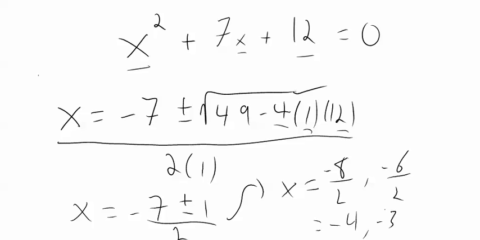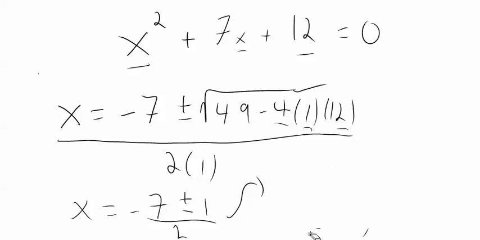Now I want to show you that these are my two solutions here. That's what x is equal to. I get x equal to negative 4 and negative 3. Let me show you this without using the quadratic formula, just using factoring. You get the exact same answer here.